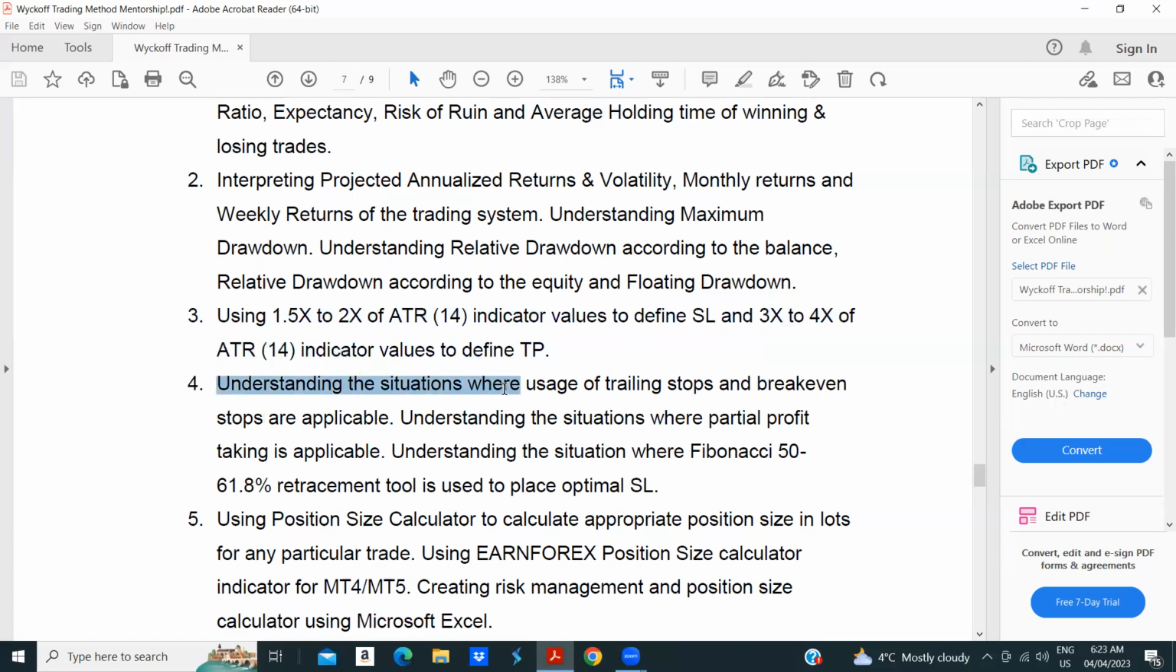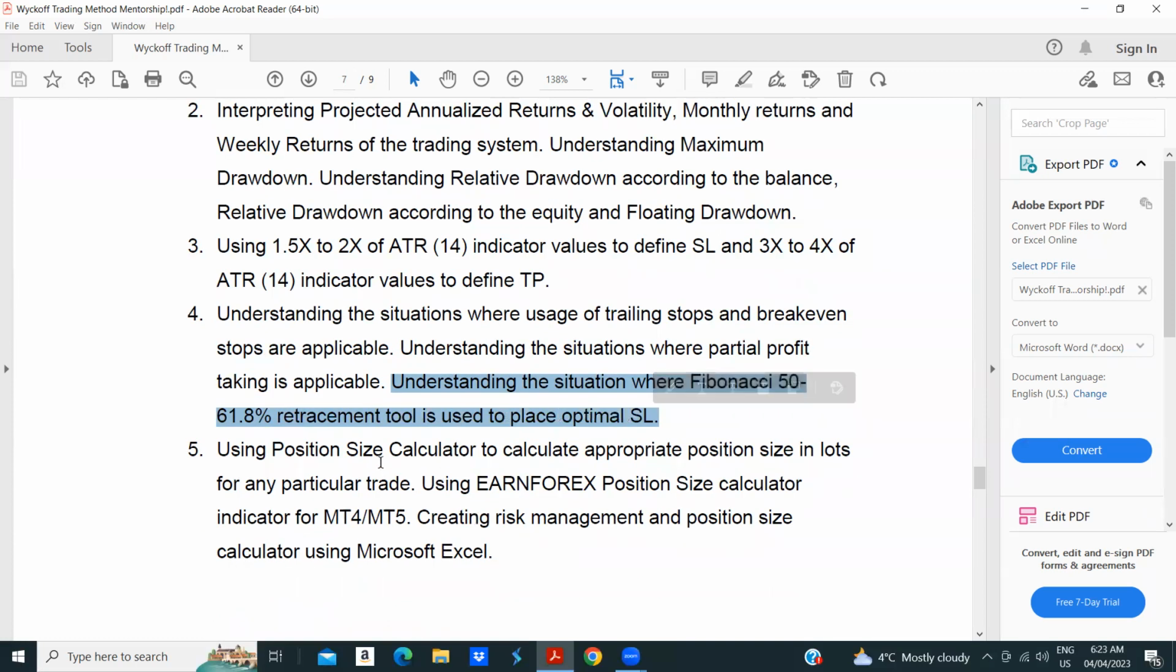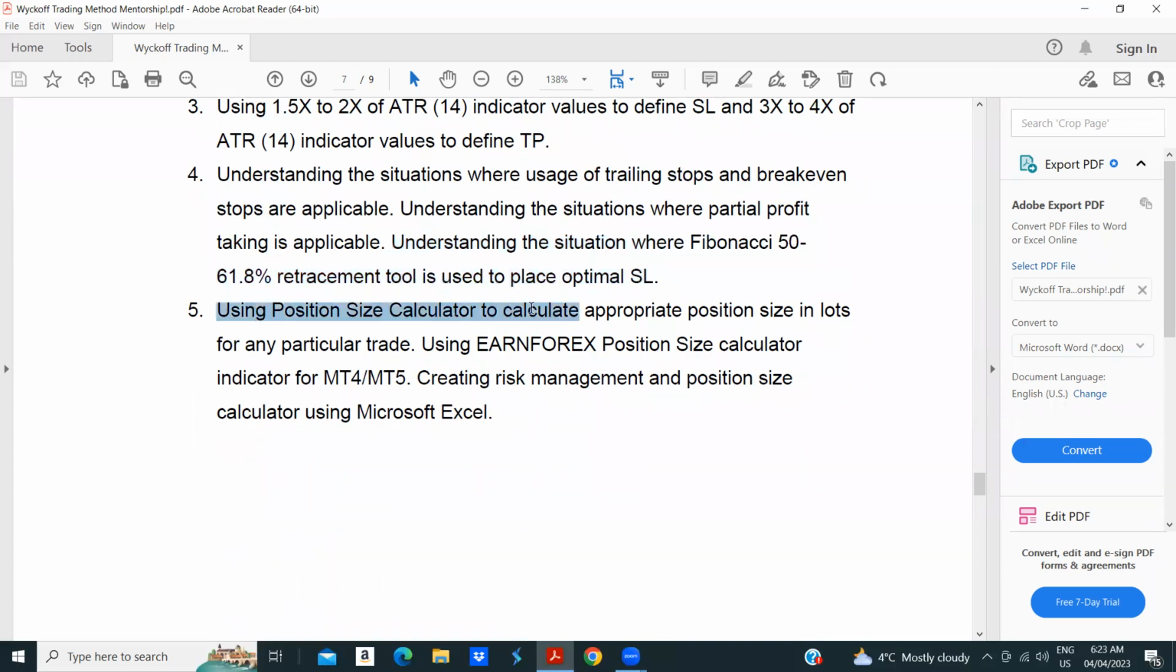We will understand the situations where the usage of trailing stops and break-even stops is applicable. We will understand the situations where partial profit taking is applicable. We will also understand the situations where the Fibonacci 50 to 61.8% retracement tool is used to place the optimal stop loss. We will be using a position size calculator to calculate the appropriate position size in lots for any particular trade. For that purpose, we're going to use the position size calculator, and we are also going to use the Earn Forex position size calculator indicator for MT4 and MT5.